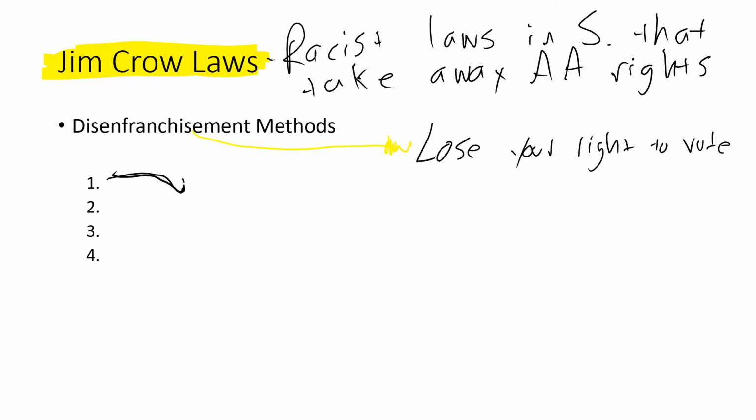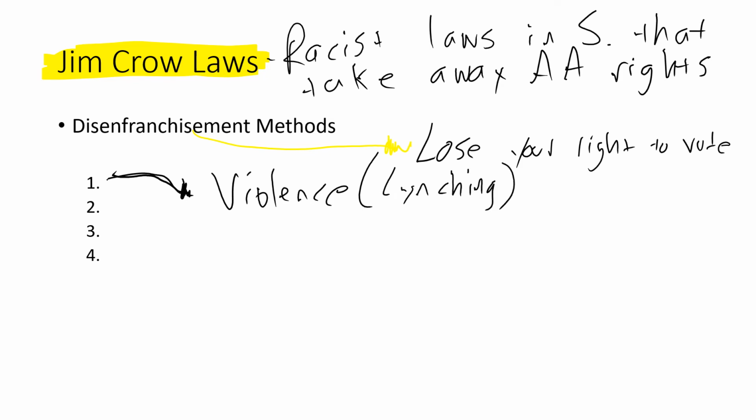Let's draw a little arrow so we got a little more space to write. Number 1 way that they're disenfranchised is violence. And I'm going to put in parentheses what's called lynching. So this is the first way that this happens. And what this means is basically if an African American did exercise their right to vote or tried to, maybe they showed up at the voting location and tried to vote, usually groups of white Americans, sometimes led by the KKK, the Ku Klux Klan, would show up and use violence to keep that from happening again.